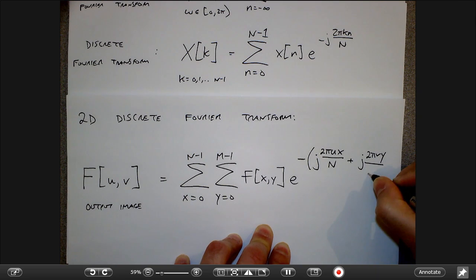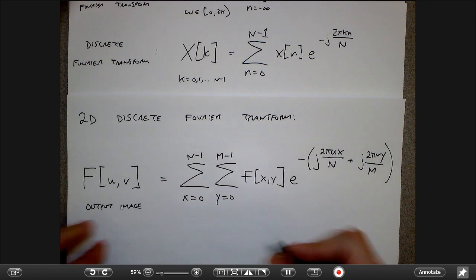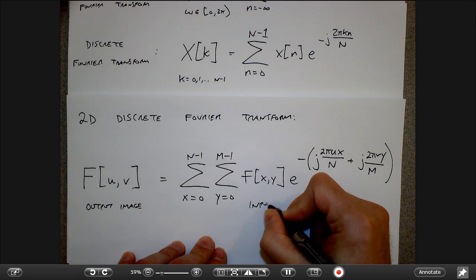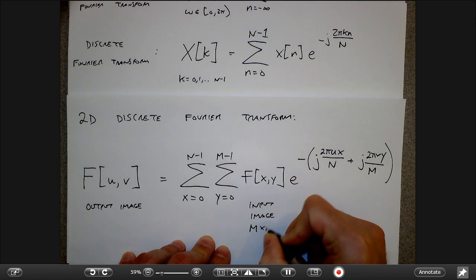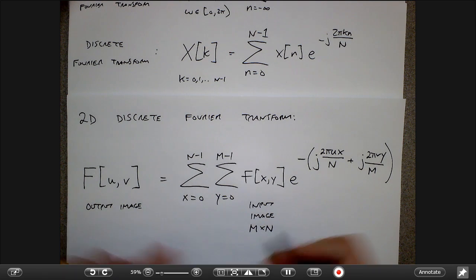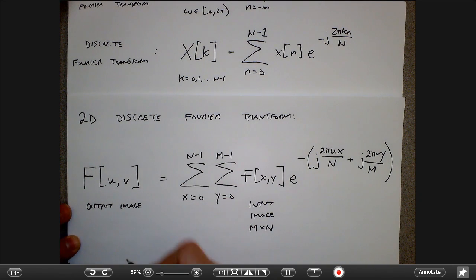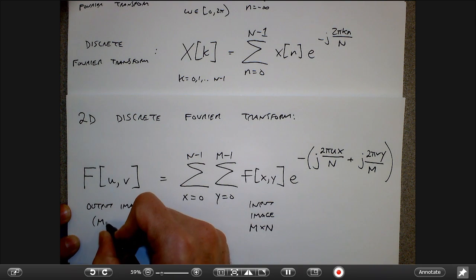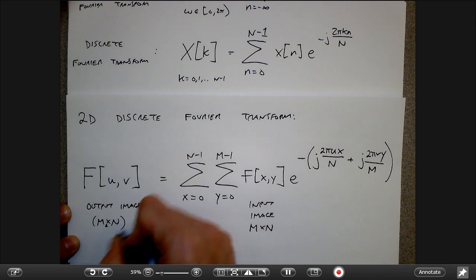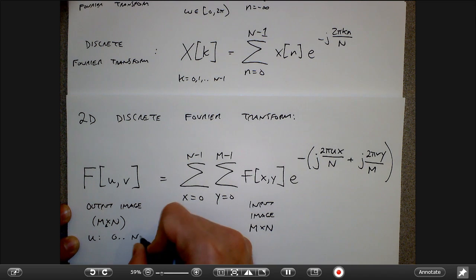So basically, it's just like a bigger, messier version of the 1D transform. So this is the input image, which I assume is m by n. And that means x is ranging from 0 to n, y is ranging from 0 to m. Here, the output image, again, is assumed to be m by n. So u goes from 0 to n minus 1, and v goes from 0 to m minus 1.